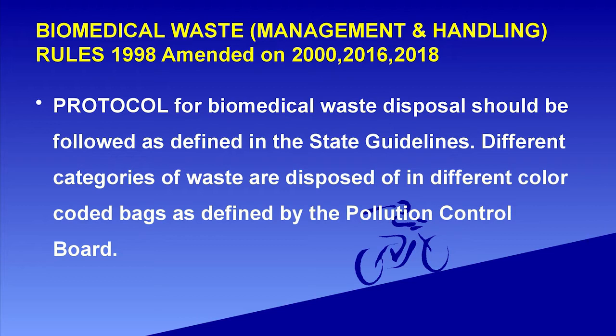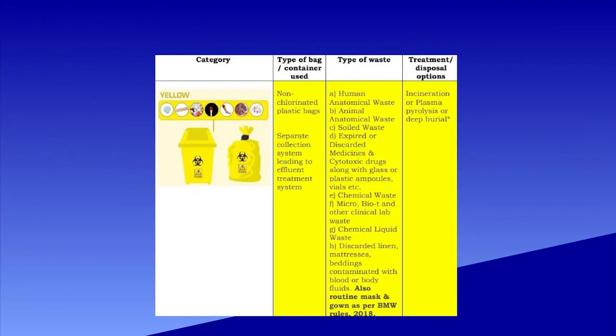The first category is yellow. As we all know, human anatomical parts and items which are infected or soiled with blood and body fluids must be discarded in the yellow dustbin. Apart from that, the blood bags used for transfusion, and any items which are contaminated with blood or body fluid, must be discarded in the yellow container.